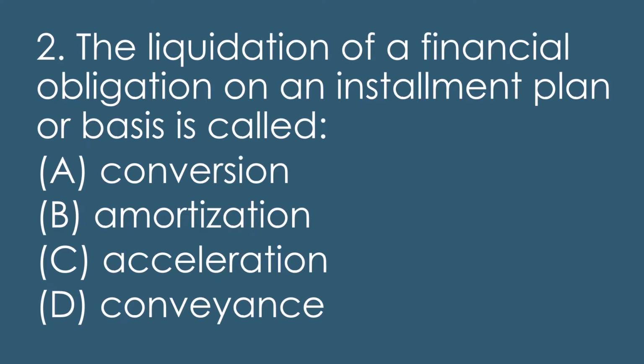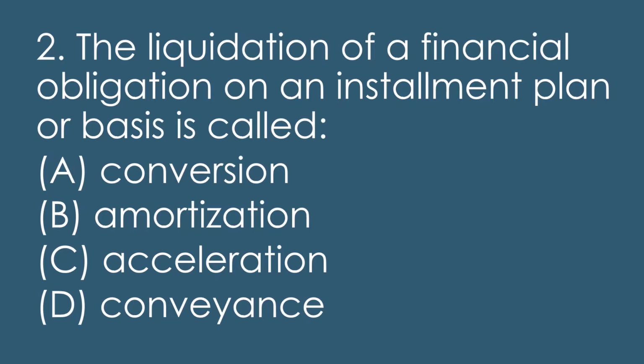Question number 2. The liquidation of a financial obligation on an installment plan or basis is called A, conversion, B, amortization, C, acceleration, D, conveyance. Well, as always, let's dissect the question. So we're talking about a liquidation of a financial obligation on an installment plan or installment basis. Well, a financial obligation, let's say like a loan, and the liquidation of it, so you're paying off the loan on a constant, like an installment plan.